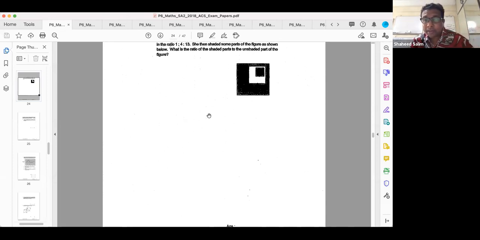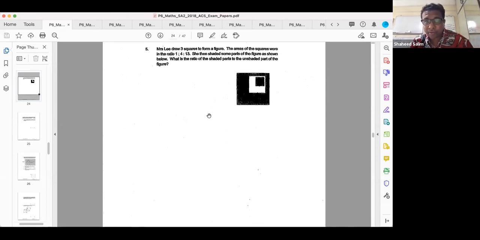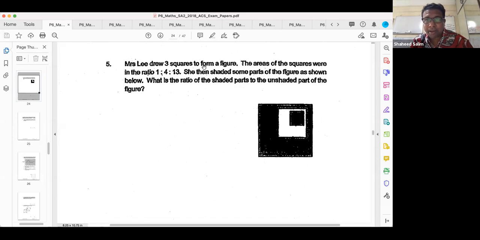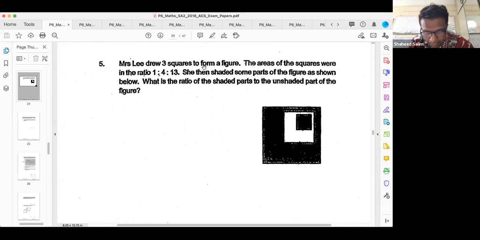Can you try this question? Be careful. This is question number 5. Might be 2 marks or so, but you can get it right. If you are careless, you'll get it wrong. Read carefully. You can do this. This is ratio now.